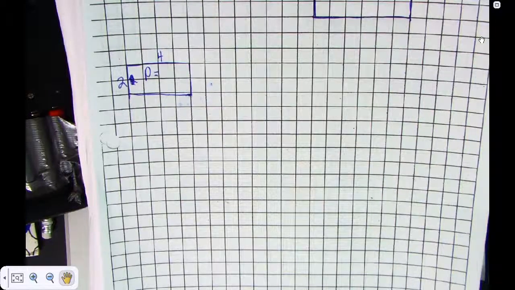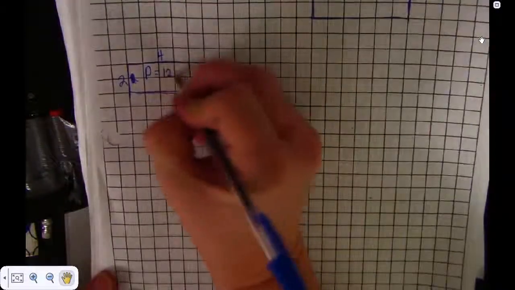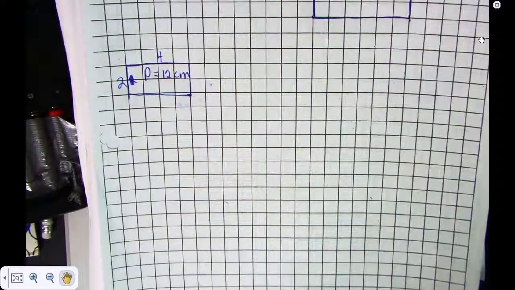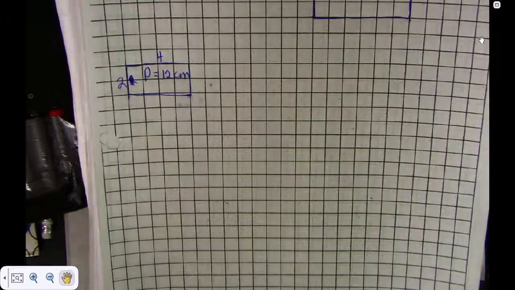Come on. Okay, what's the perimeter? 12. It's 12 again, isn't it? Different shape, same perimeter. Raise your hand if you can explain to me how you got 12.